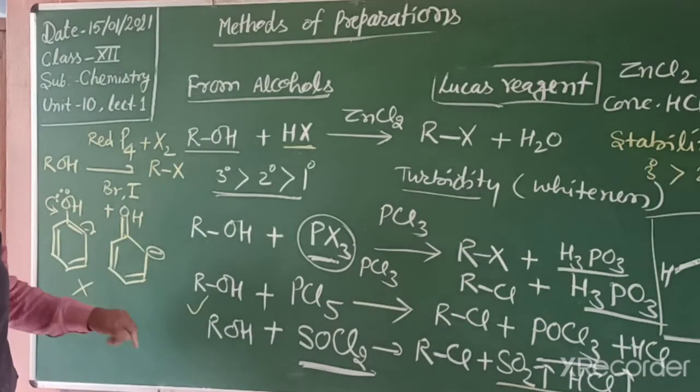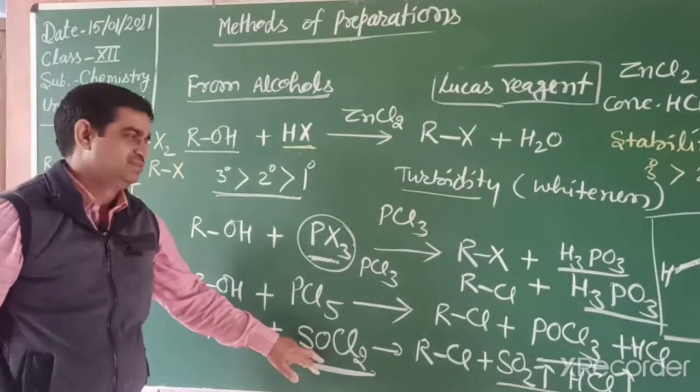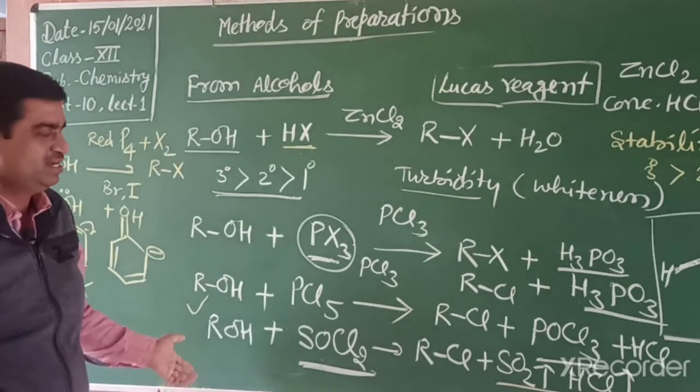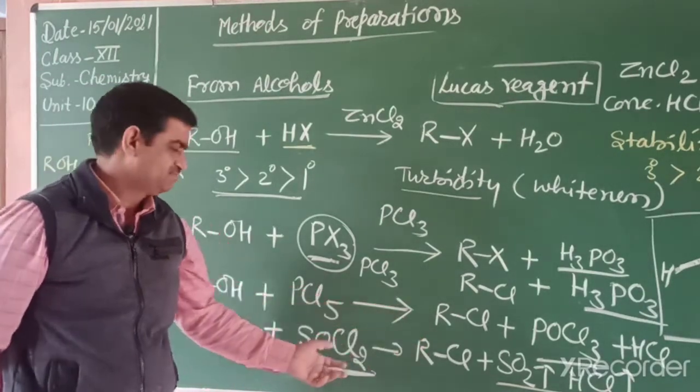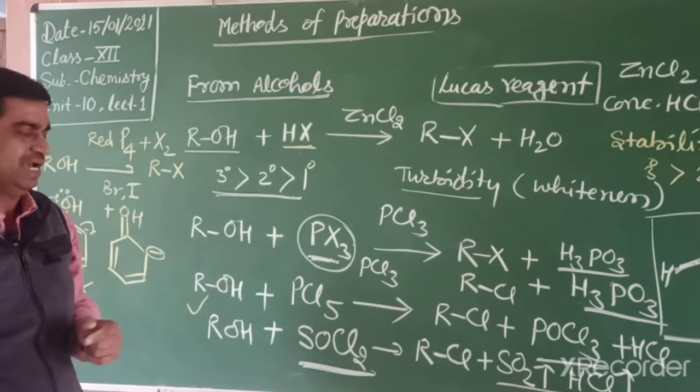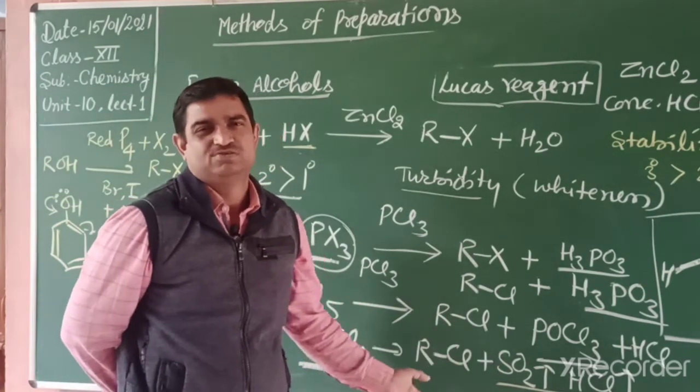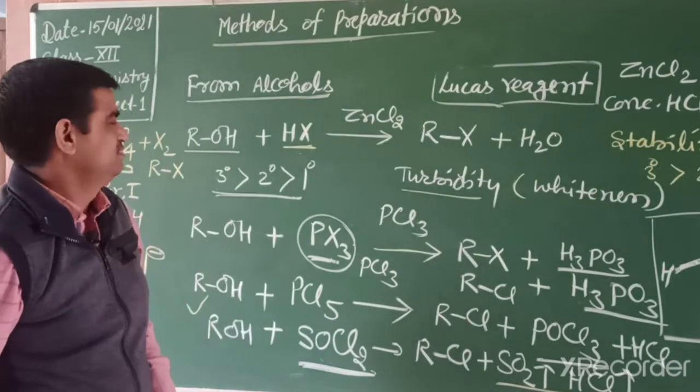Most important is thionyl chloride. This question comes: we use thionyl chloride to prepare aliphatic halide. Why thionyl chloride? The other two products are gaseous, so we get a pure product.